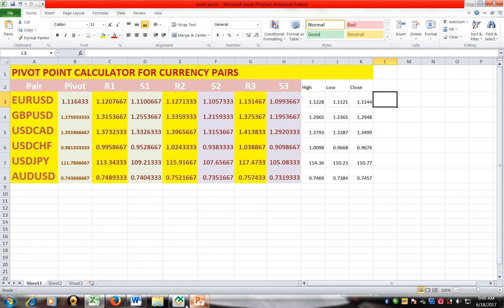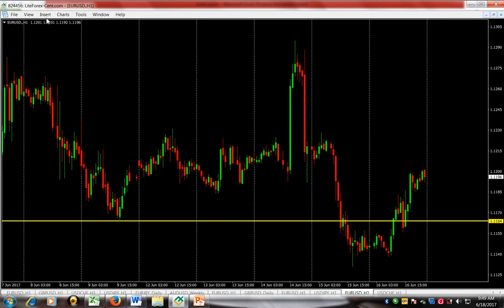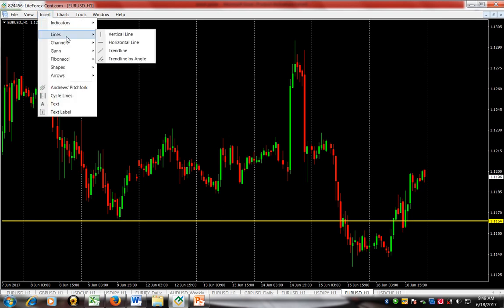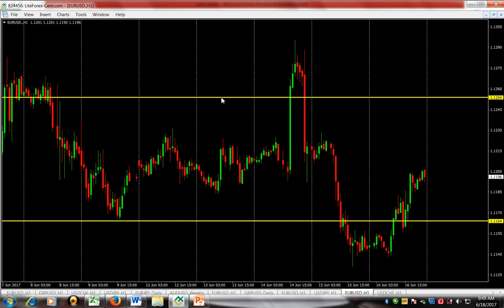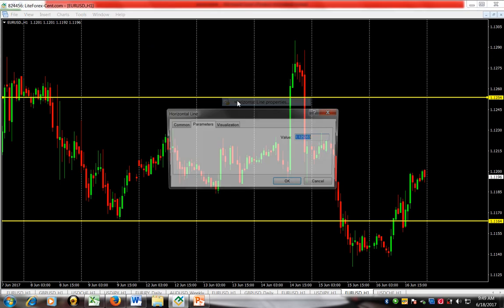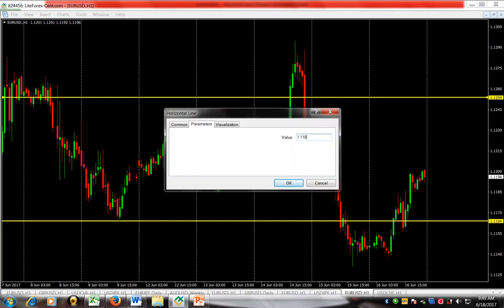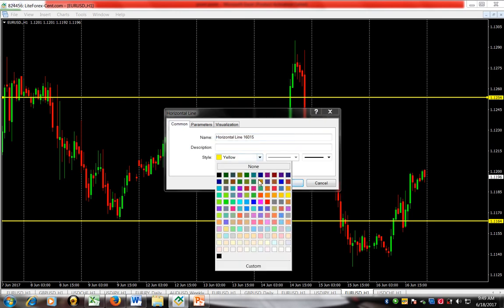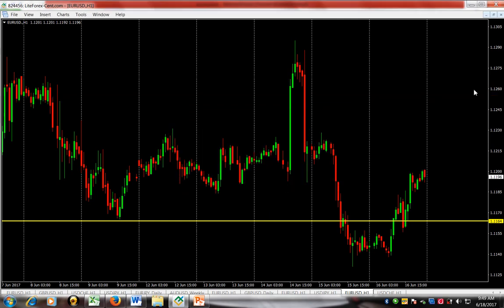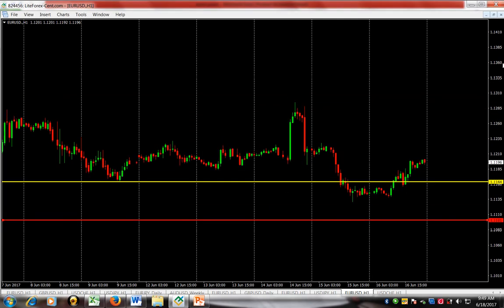1.1101. Okay. I use red color for my support. So 1.1101, red. Okay, that's cool. I have to adjust the chart. This is my support. Now since the price is below the pivot point, I'm supposed to sell.